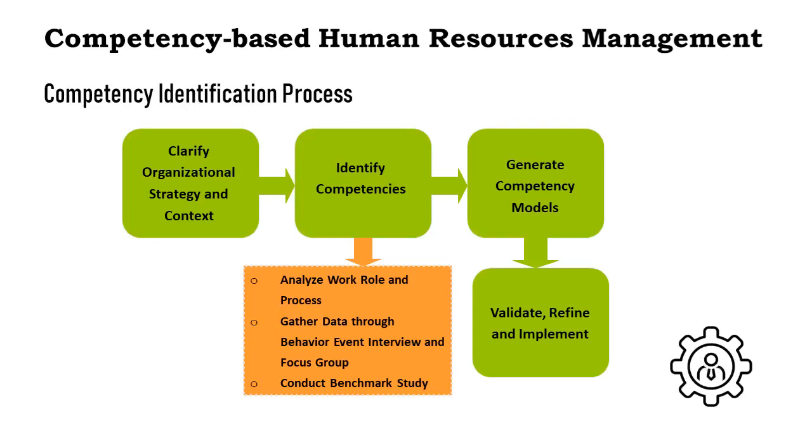We start with the competency identification process. How do we do this? First, we clarify the organizational strategy and context. We identify the competencies. How? We analyze the work role and process, gather data through behavior, event, interview, and focus group, then conduct benchmark study. After that, after identifying the competencies, we go to generate the competency models and then validate, refine, and implement.